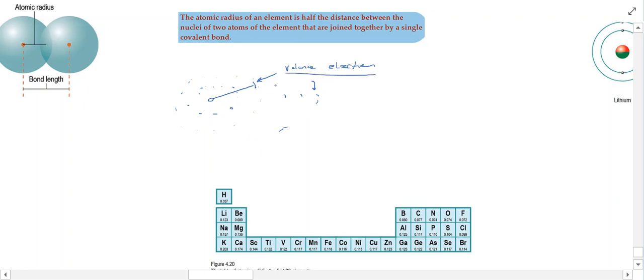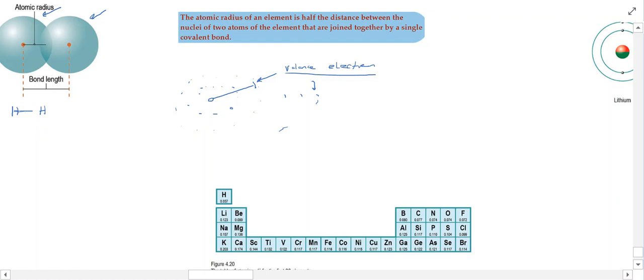So it's not easy to define a clear border of where the electrons of one atom end and where the electrons of another atom start. But nonetheless, we have to come up with some way of defining what's known as the atomic radius. What's done in order to overcome this is we look at, let's say, two atoms of hydrogen: hydrogen 1 bonded to hydrogen 2.